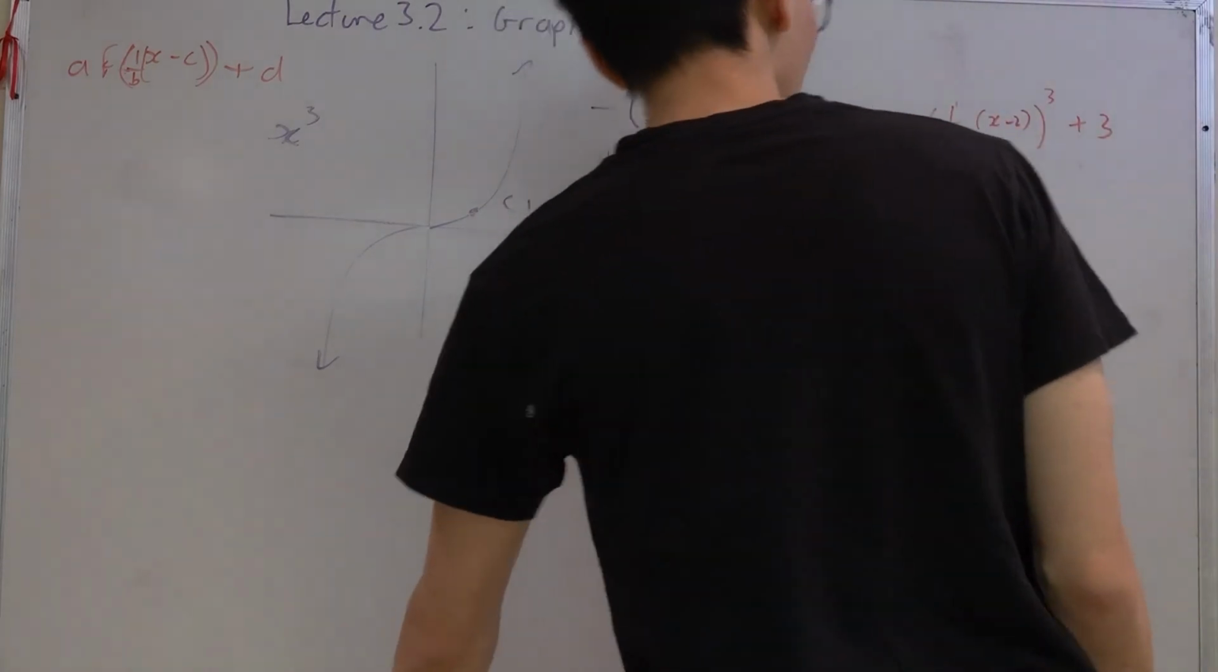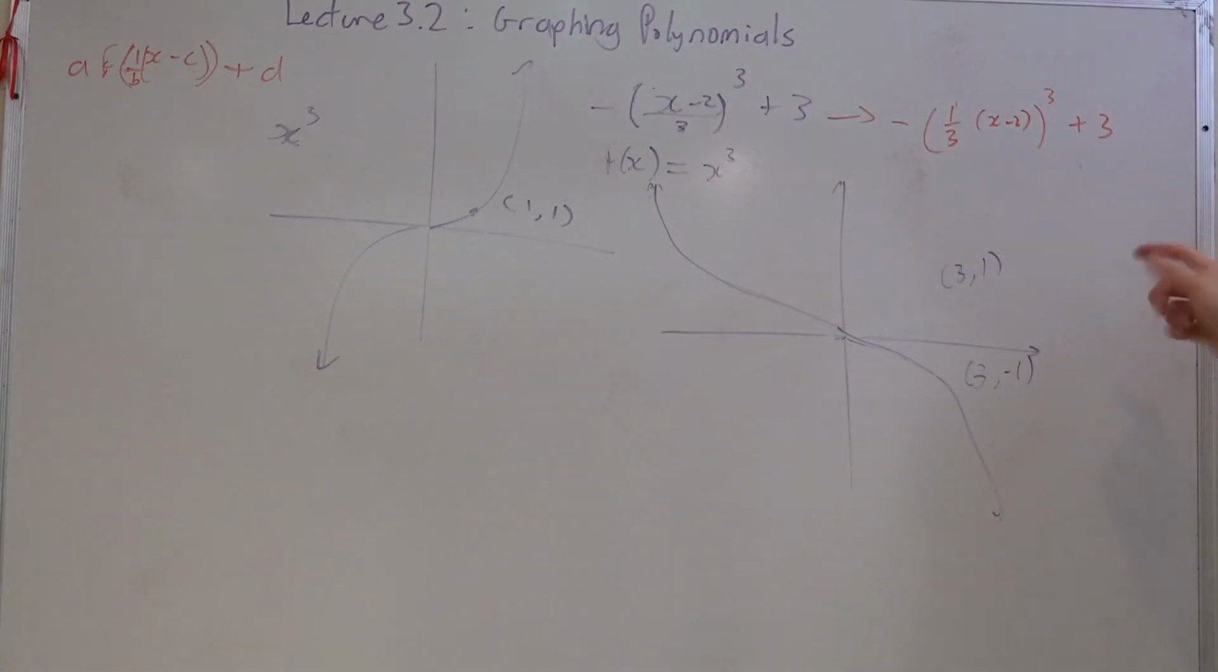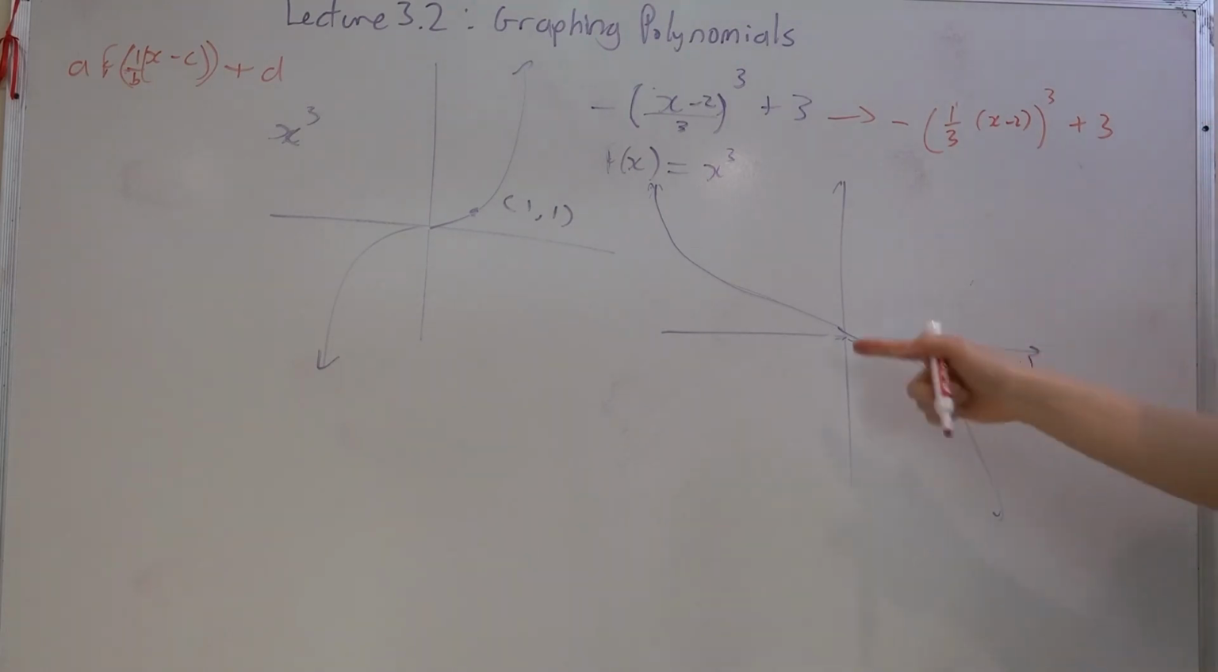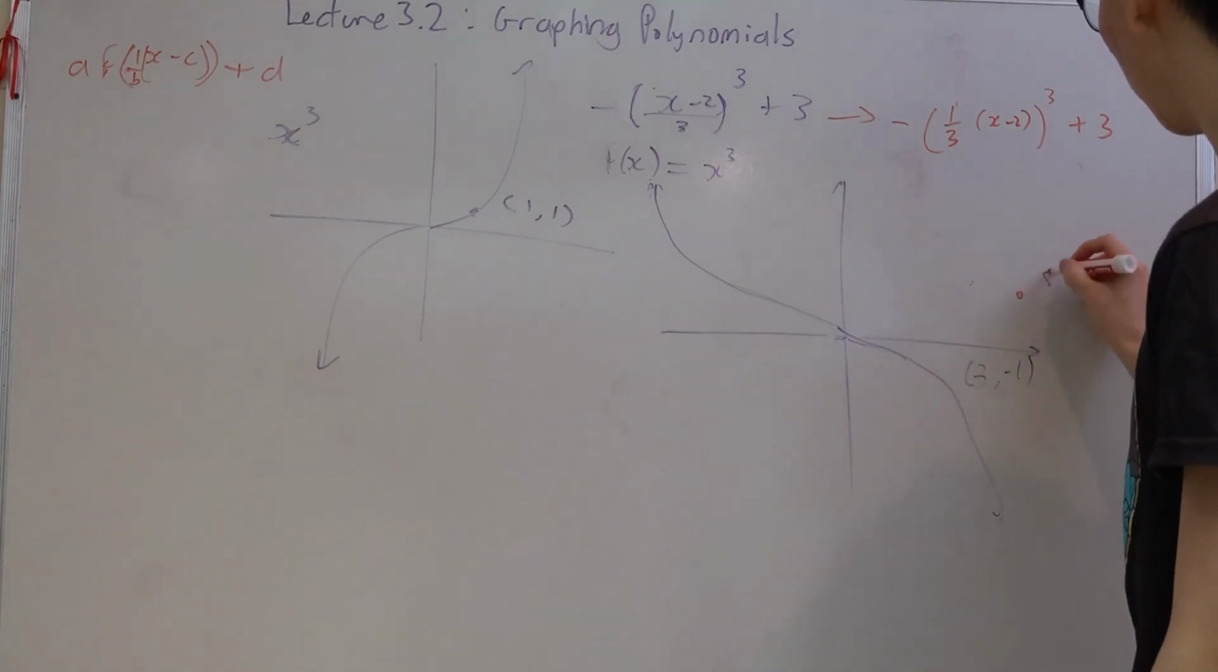So, right 2, up 3. Okay. So what happens to this point? What happens to this point? Right 2 and up 3. Well, it should get sent to 5, 2. So we'll put 5, 2 somewhere here. 5, 2.